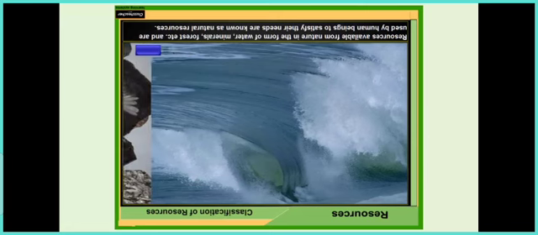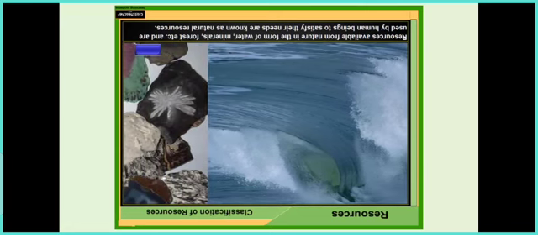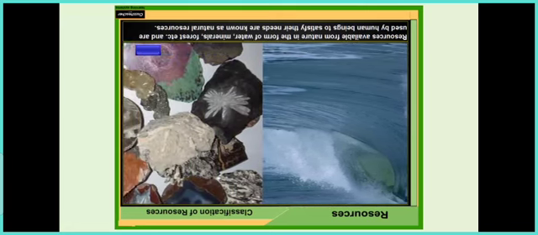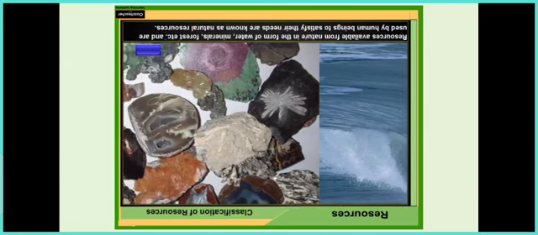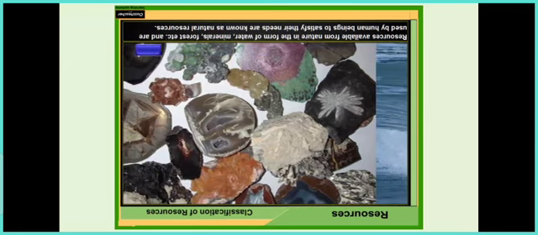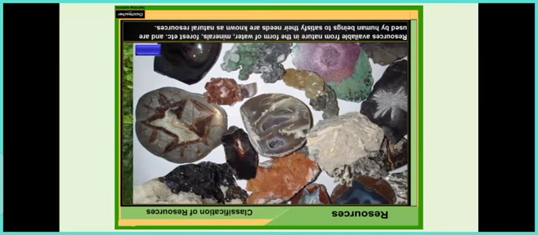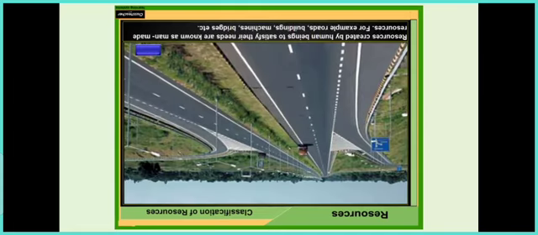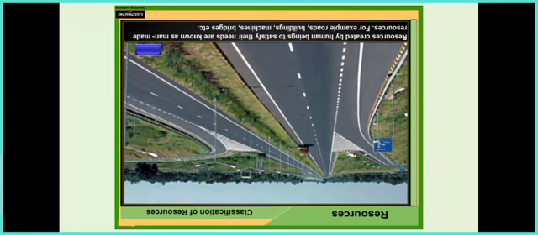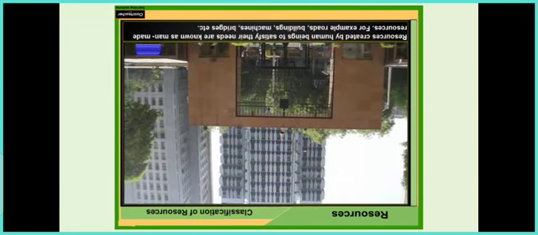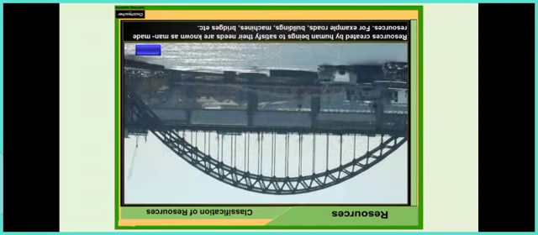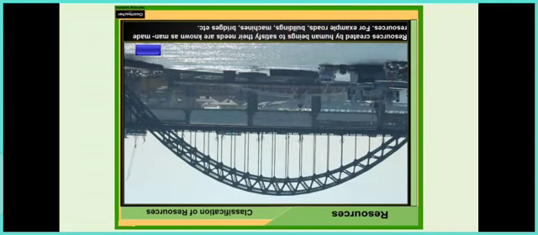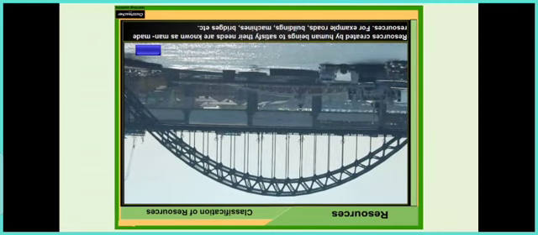Natural resources. Resources available from nature in the form of water, minerals, forest, etc. and are used by human beings to satisfy their needs are known as natural resources. Man-made resources. Resources created by human beings to satisfy their needs are known as man-made resources. For example, roads, buildings, machines, bridges, etc.